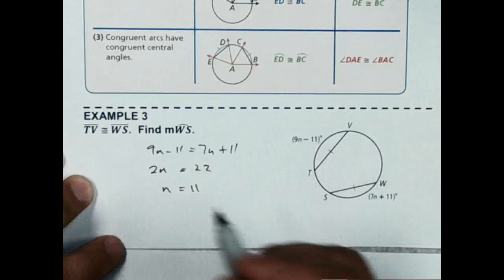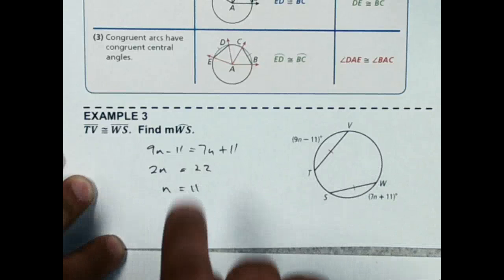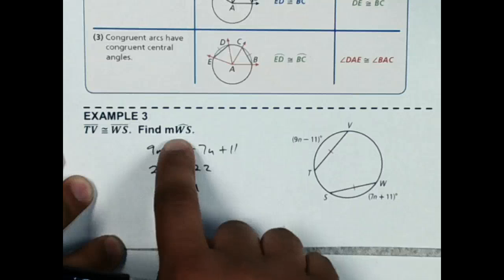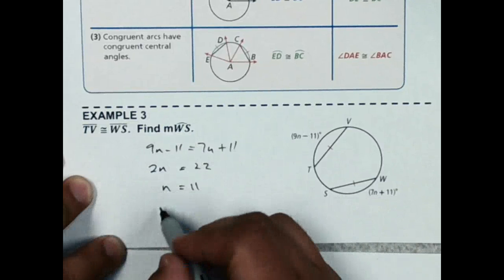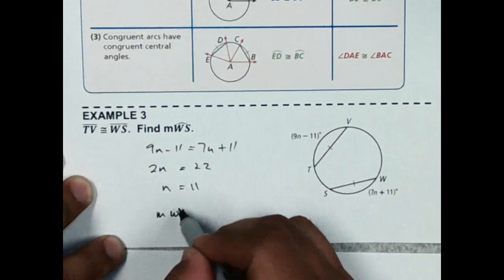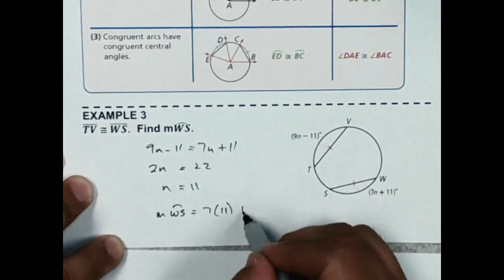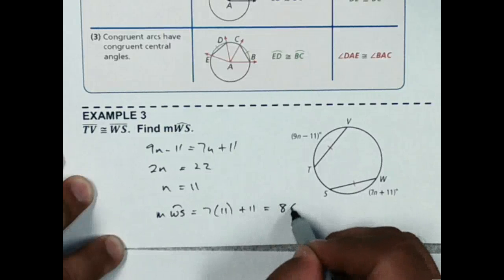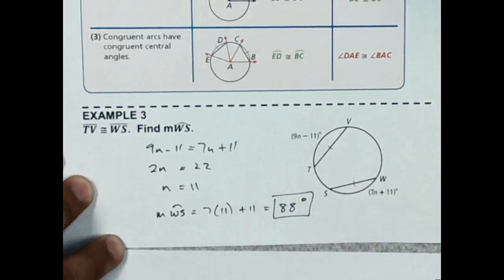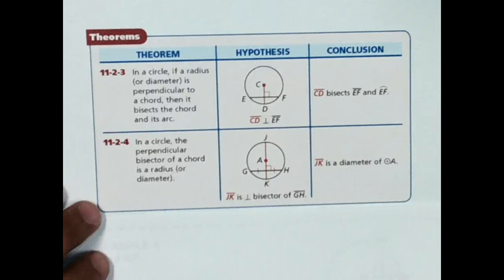Be careful with this, because I'm not asking you for the variable, I'm asking for the measure of arc WS. So that means I have to substitute that back into the problem. So 7 times 11 is 77, plus 11 more gives you 88 degrees. Okay?